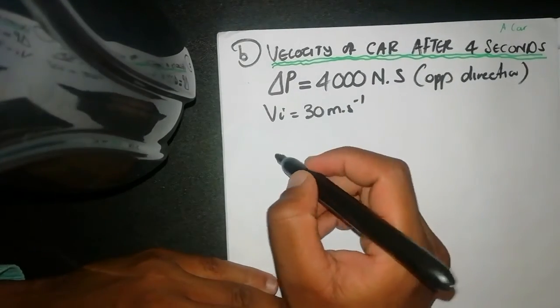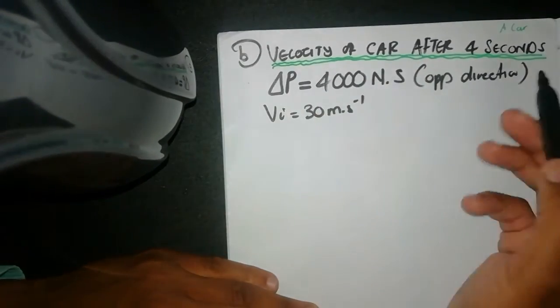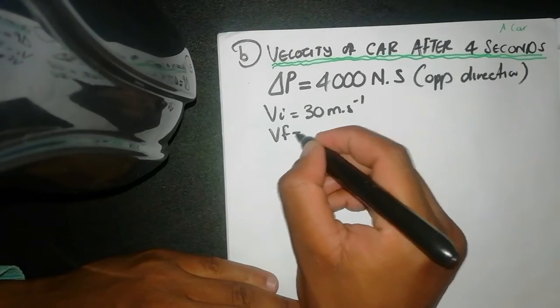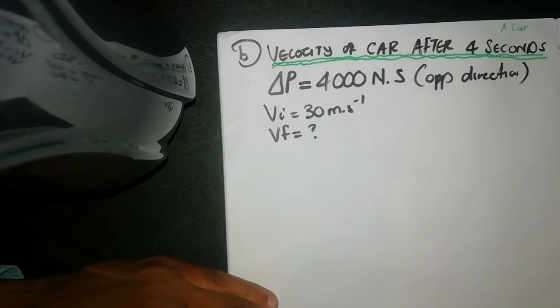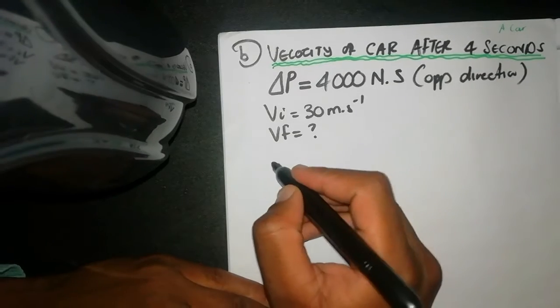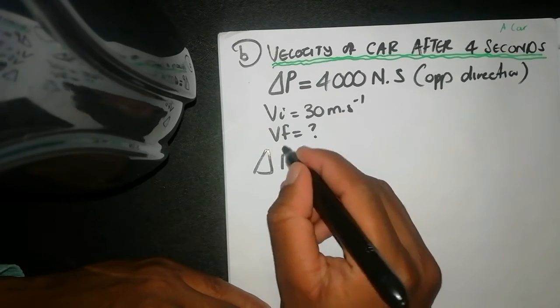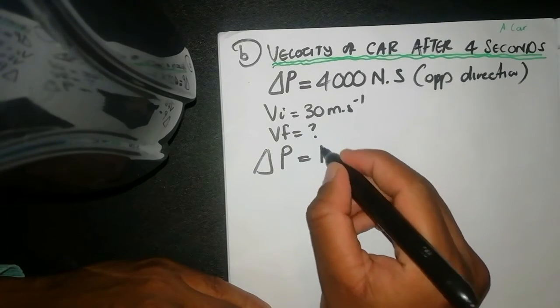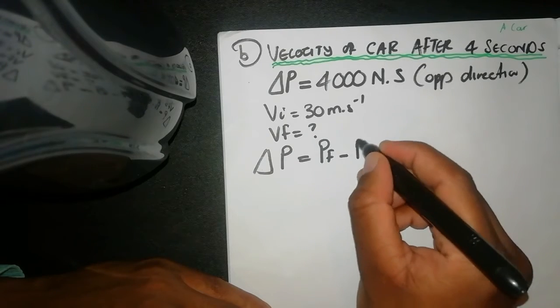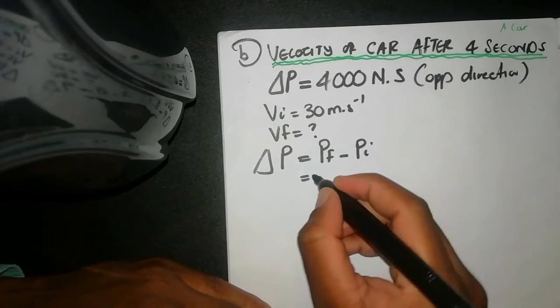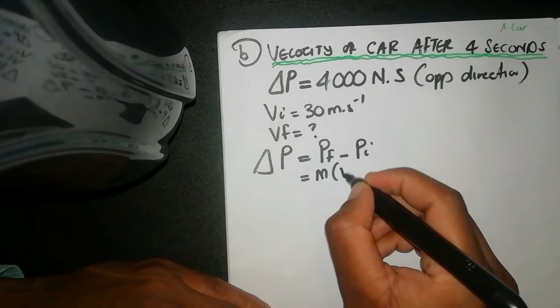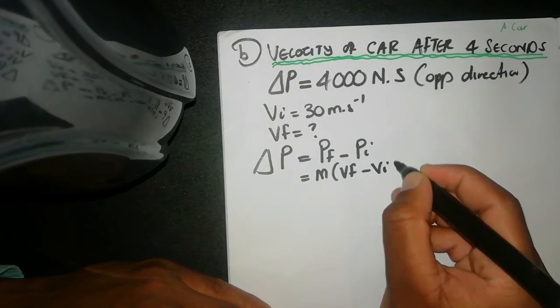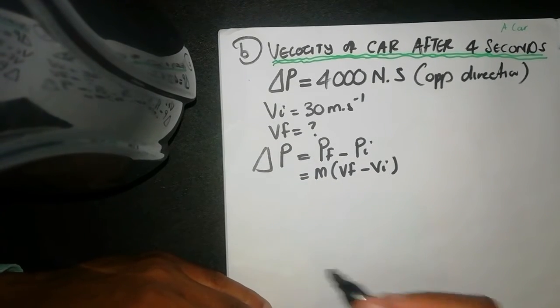Now you should remember that when they ask us to calculate after 4 seconds, they are requiring us to calculate vf. Now the mass is the same. You're going to use this formula: change in p is equal to p final minus p initial. Now this is going to be mass times final velocity minus initial velocity. I hope you remember this formula.